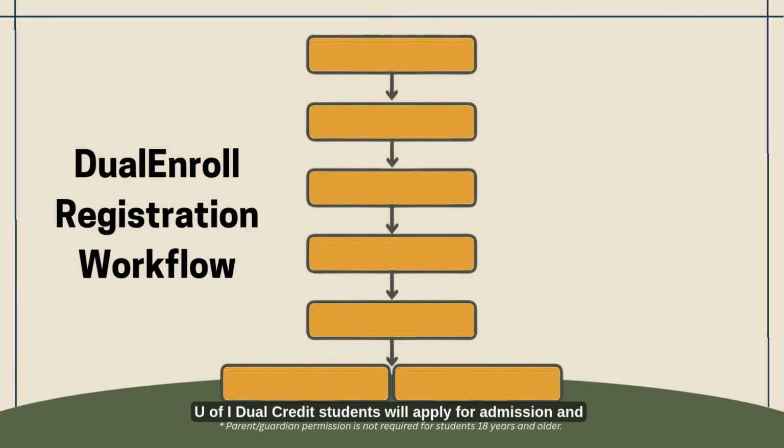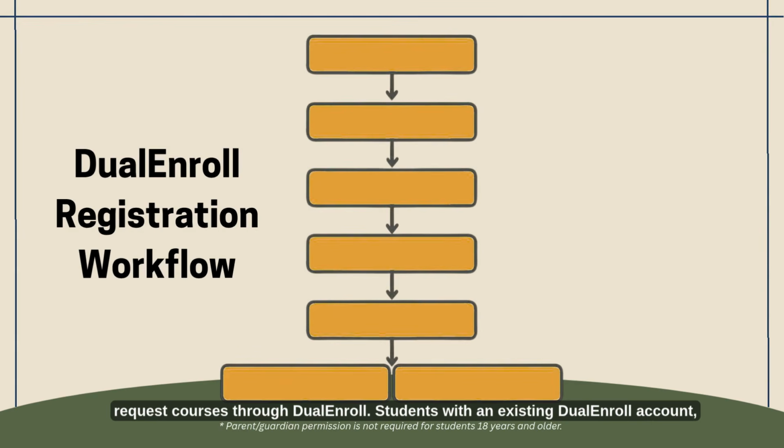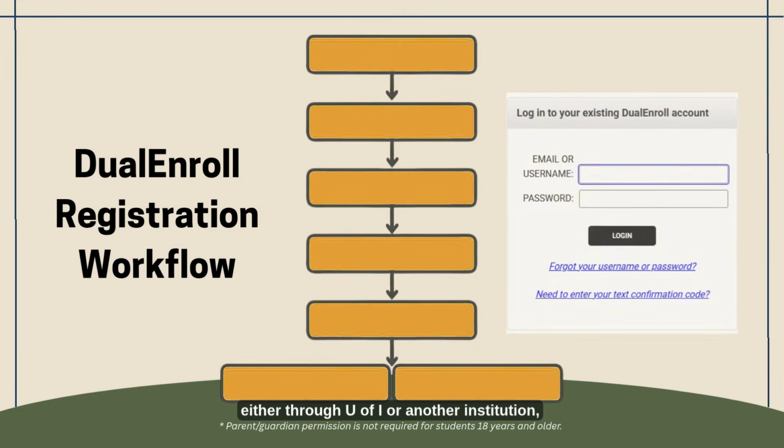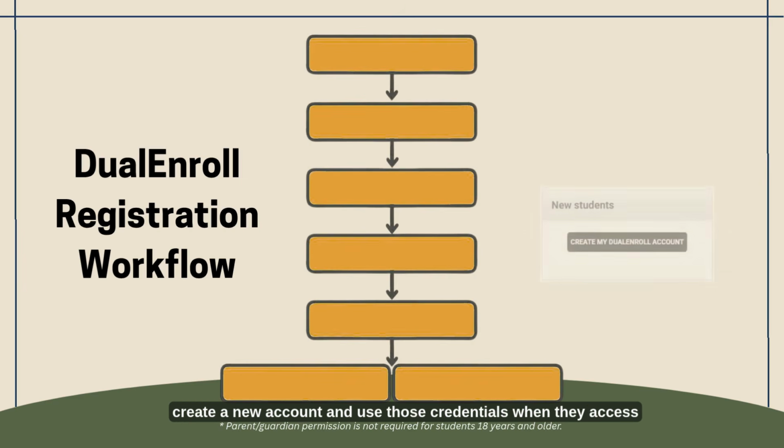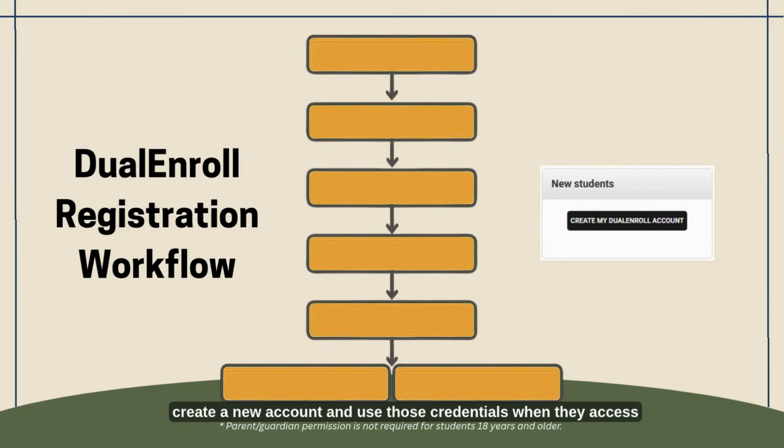U of I dual credit students will apply for admission and request courses through DualEnroll. Students with an existing DualEnroll account, either through U of I or another institution, will log into the U of I DualEnroll platform with their established credentials. Students who do not have a DualEnroll account will create a new account and use those credentials when they access U of I's and other institutions' DualEnroll platforms.